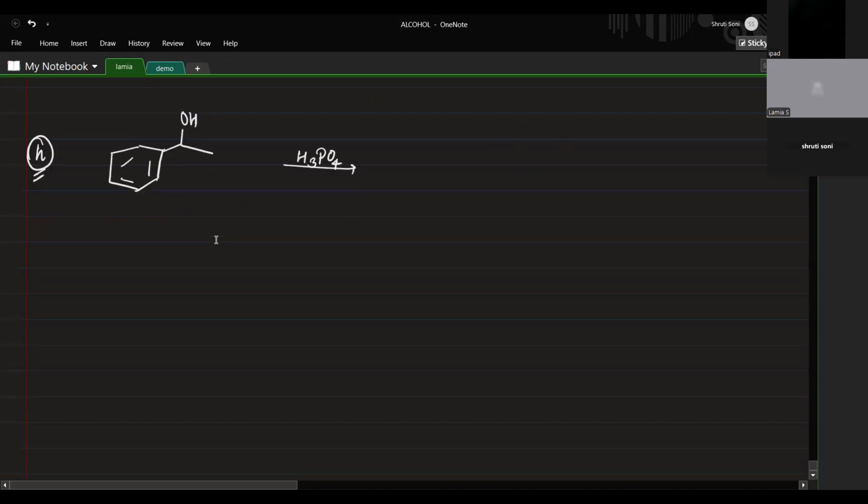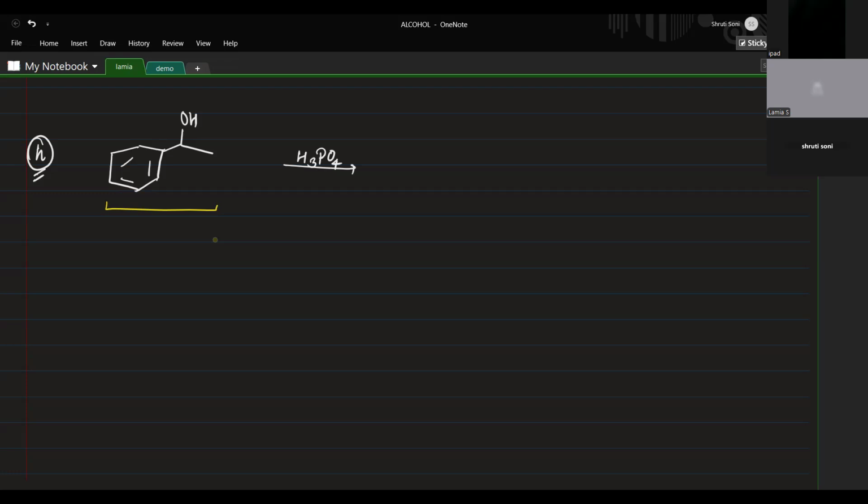What is this reaction like? What sort of functional group is in the reactant side here? You have the benzene, right? No, I'm asking about hydroxyl, or we can say alcohol. Yeah. And H3PO4. What is H3PO4?